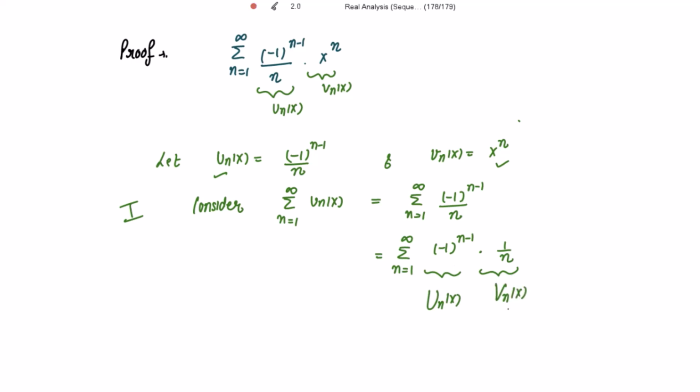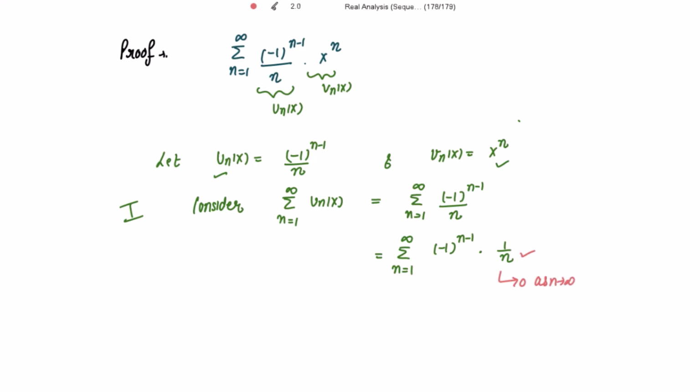So for the Leibniz test, V_n should be a monotonically decreasing sequence, and it should tend to 0 as n tends to infinity, then the alternating series will be convergent. And yes, this 1 by n is a monotonically decreasing sequence and is also tending to 0 as n tends to infinity.